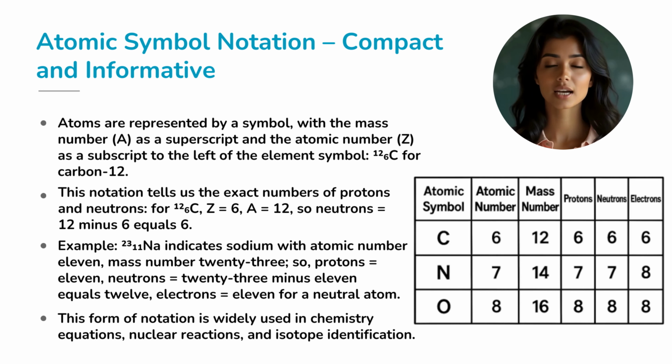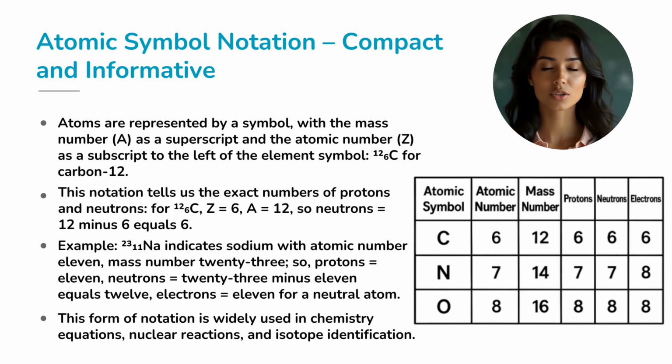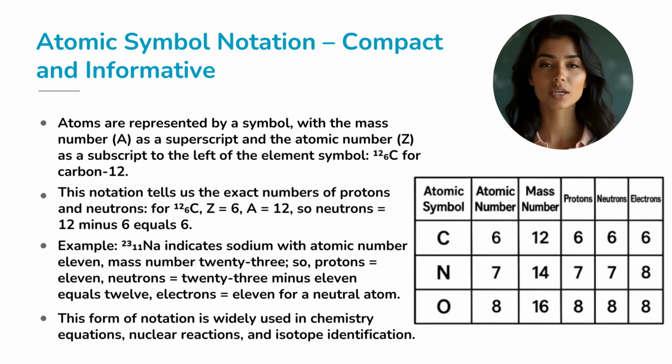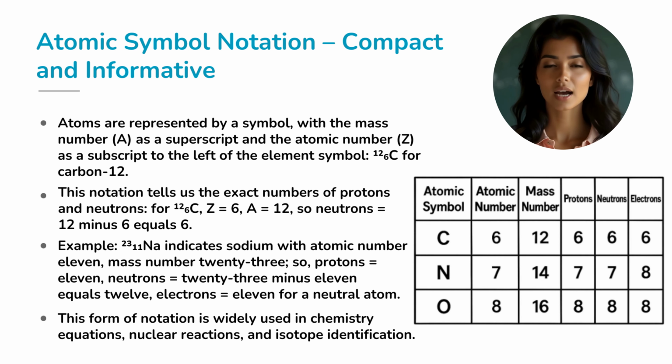Chemists use a smart shorthand to represent atoms and their details, the atomic symbol notation. In this notation, the mass number, A, is written as a superscript and the atomic number, Z, as a subscript, both to the left of the element's symbol. For example, carbon-12 is written as C with 12 as a superscript and 6 as a subscript. See, this tells us everything at a glance. For carbon-12, atomic number 6 means 6 protons, mass number 12 means 12 minus 6 equals 6 neutrons, and if the atom is neutral, it has 6 electrons.